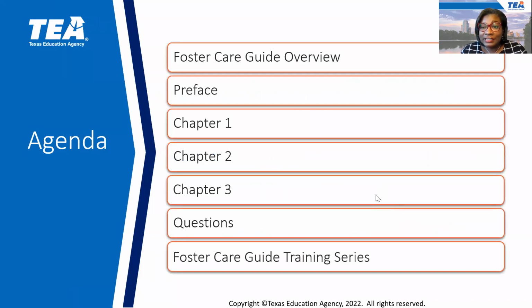Our agenda today: we will talk about the foster care overview. We will talk about the preface, chapter 1, chapter 2, and chapter 3. If we have time at the end, we will have questions, and then I will provide you more information about future trainings of the Foster Care Guide. We do have more trainings after this. We have a series, so we want to provide you with more information about that.